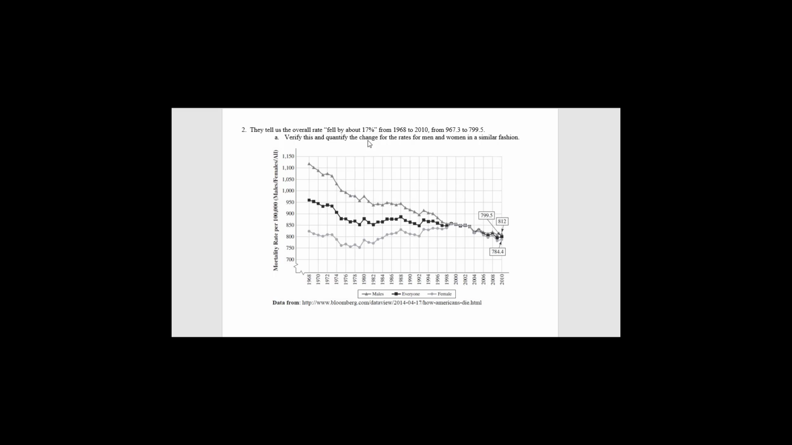So I'm going to put the numbers up and go through it for you. I verified the total that they gave us from the last page. They said it was about 17%, and indeed it is about 17%. So how did I do that? Well, basically I'm ignoring the per 100,000 because it's all the same, so it won't affect the actual percentage decrease.